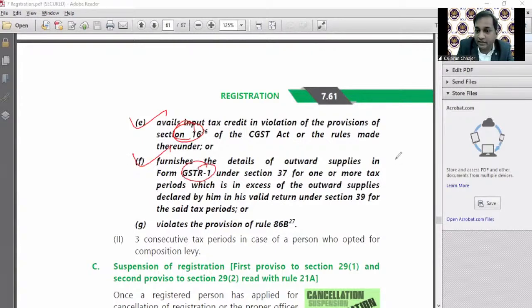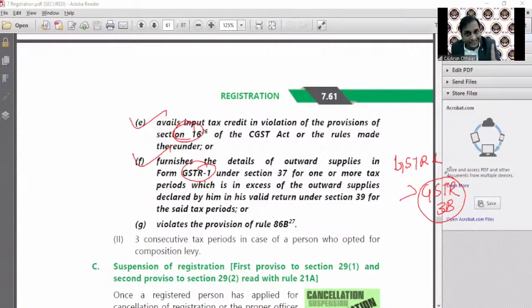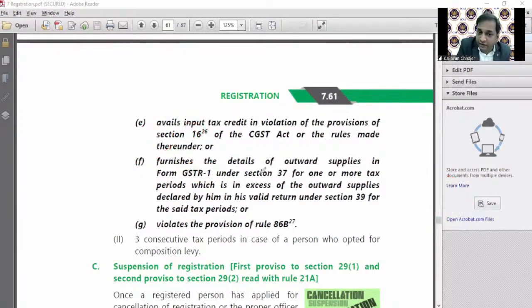Furnishing the Gstr1. The Gstr1 is the details of the outward supply, but I have paid the taxes less in 3B. Gstr1 is greater than the Gstr3B. We are reporting the outward supply in the Gstr1 and paying the taxes through Gstr3B. The actual invoices which I have reported in the Gstr1 are higher, and when I am paying the taxes in 3B, it has been reported less. It can be one of the reasons of cancellation, as can violating the provision of 86B.